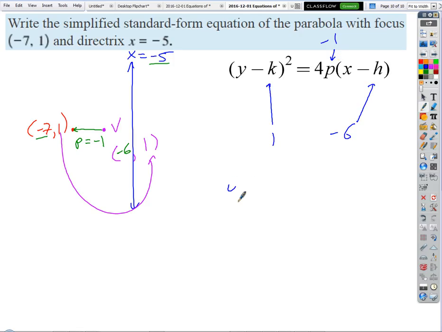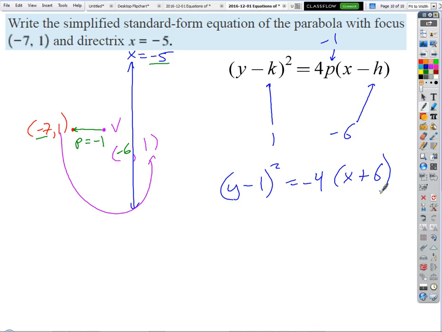And what do we get? Y minus 1 squared equals 4 times -1, which is -4, times x minus -6. That makes it x plus 6. Done. That's it. Okay, get the idea?